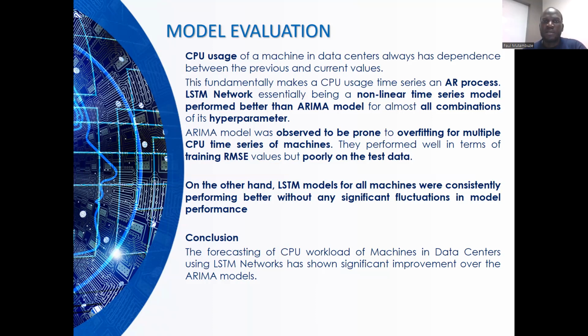LSTM neural networks, especially being a nonlinear time series model, performed better than the ARIMA model in almost all combinations of hyperparameters. ARIMA models were observed to be prone to overfitting when modeling CPU time series for machines. They performed well in terms of training root mean square values, but poorly on the test data. On the other hand, LSTM models for all the machines were consistently performing better without any significant fluctuation in model performance.